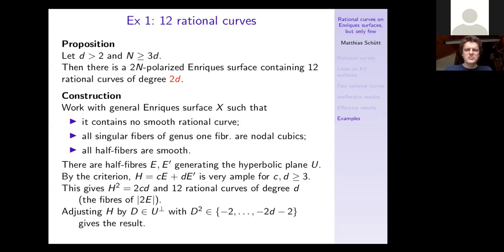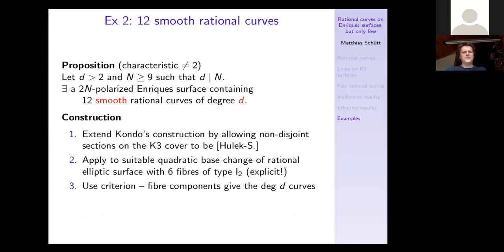Let's try to do it with smooth rational curves. So here we have to assume that the characteristic is different from 2. And you'll see in a second, well, you won't, I'll tell you why. So what's the idea? Let's take d greater than 2 and n at least 9. And we want that n is divisible by d. So this only holds for certain polarizations. But we just wanted to show that everything's basically possible. And the statement is there is a 2n polarized Enriques surface containing 12 smooth rational curves, and each has degree d. So in this case, we indeed get odd degree, but only certain polarizations.